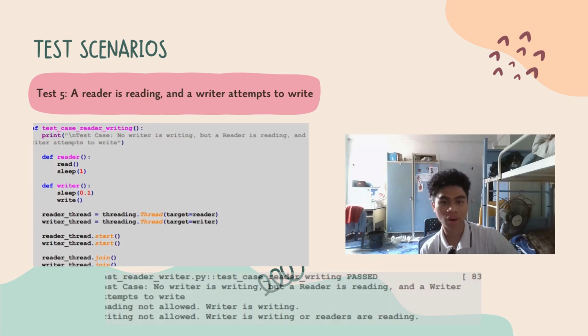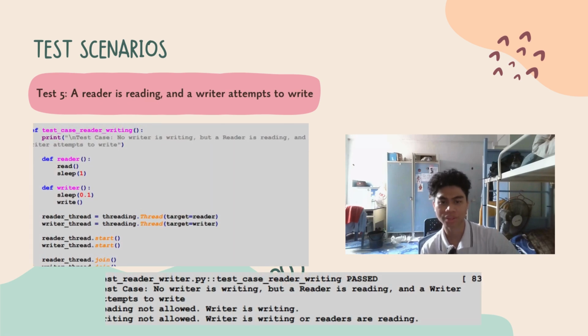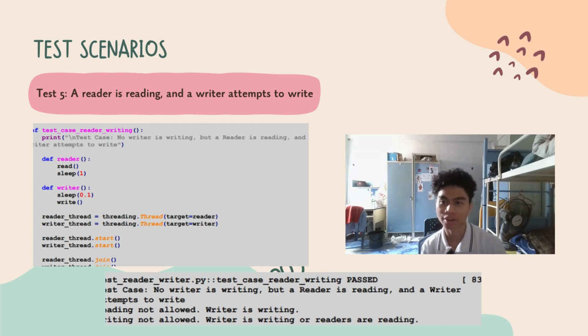Almost there. Now let's go into test case number 5. A reader is reading and a writer attempts to write. In this case, we have a reader who is reading from the file. When a writer tries to write, the system checks if any reader are reading or if a writer is already writing. Since there is a reader reading, the writer is not allowed to write and has to wait.